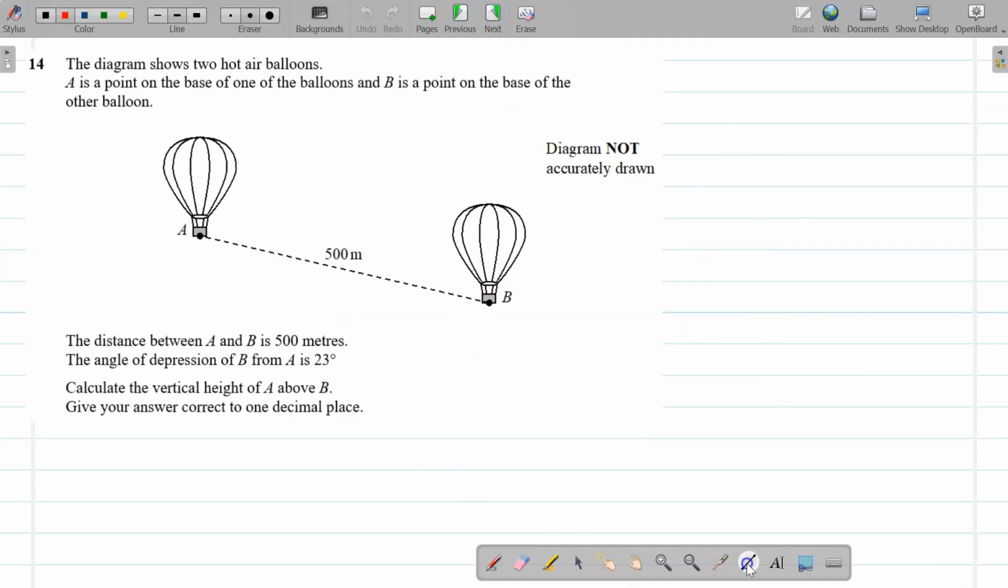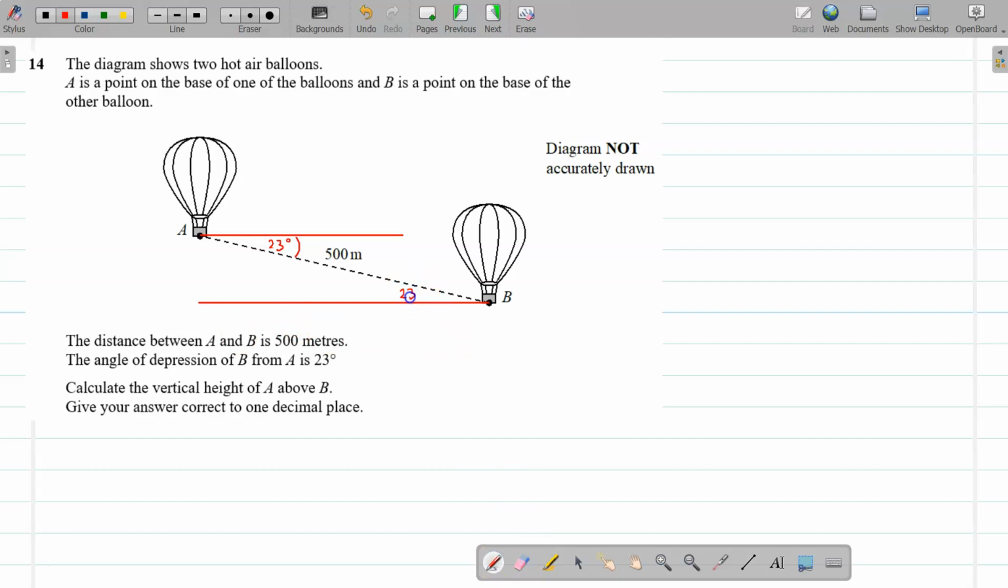Okay, a couple of balloons, one higher than the other, and you've got to use the information given that the angle of depression is 23 degrees. So what that means is that if you were in balloon A looking down to the basket of balloon B, you would be looking down at an angle of 23 degrees. Okay, so that angle's 23 degrees, and using alternate angles, it means if I projected a line across here to below A, that's also 23 degrees down there.